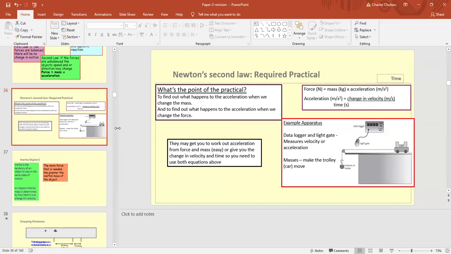Have you seen this practical before? I want to know. Have you come across this practical before? No.